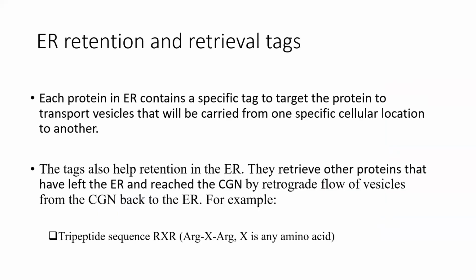So how does an ER retrieval tag promote ER retention of a protein? First, each protein in the ER contains a specific tag that targets the protein to the vesicle before they carry it from one specific cellular location to another. These tags help to retain proteins in the ER because they retrieve proteins that have left the ER and moved into the Golgi apparatus. So the vesicle containing the protein moves back from the Golgi apparatus, the cis Golgi network, back to the ER.